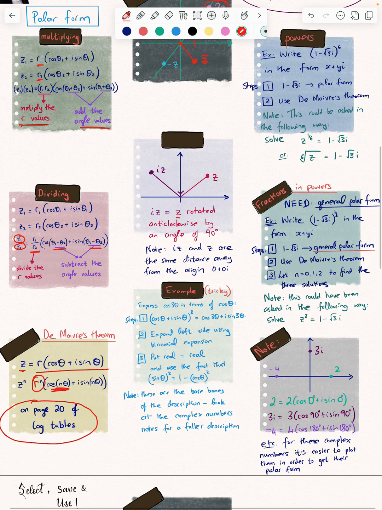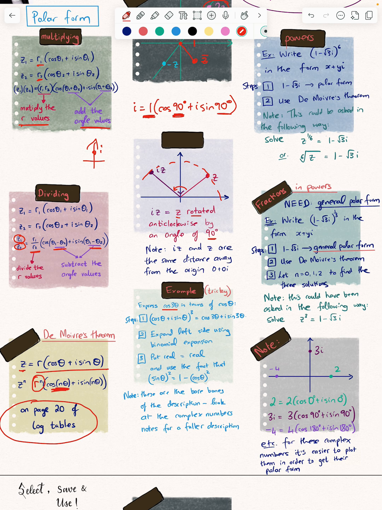iz is z rotated anti-clockwise by an angle of 90 degrees. Because when you multiply by i, the complex number i in its polar form has distance away from the origin of 1, there's i. So it's 1 times cos 90 degrees plus i sin 90 degrees. So when you take any complex number and multiply it, we know we multiply the r's and we add the angles. So 1 isn't going to affect the r, so this new iz is still the same distance away from the origin as z. We add 90 degrees to the angle, that's why we end up rotating it anti-clockwise by 90 degrees.